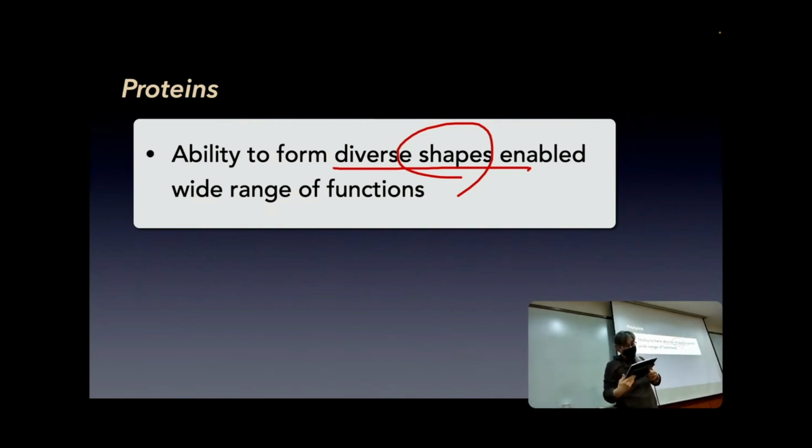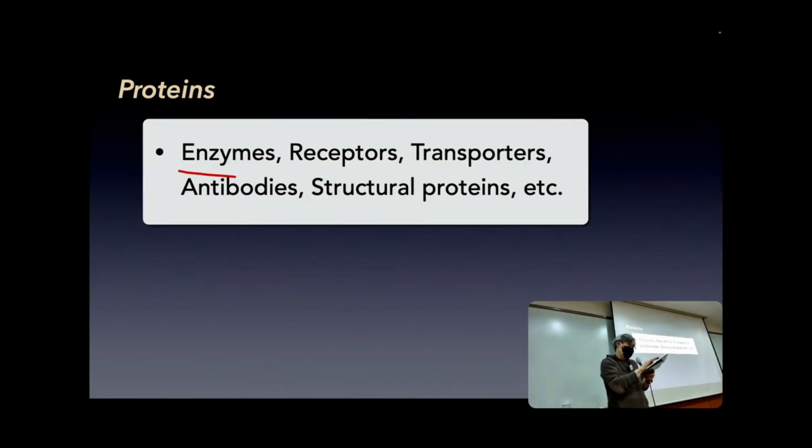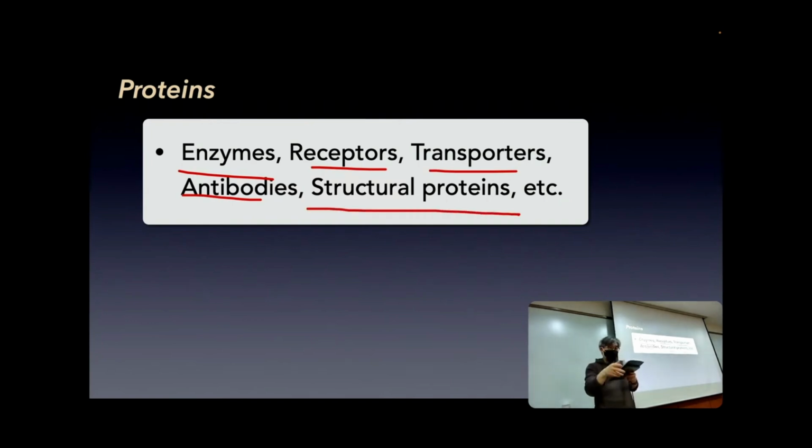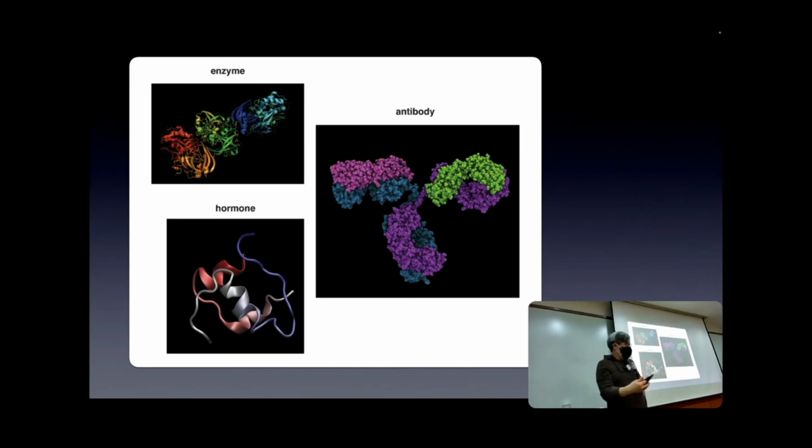And that is the reason why protein can take care of so many different, diverse functions, like enzymes. Okay, you know what enzymes are? Receptors. Receptors have to recognize some small molecule and bind, and that kind of signal must be delivered. It's a receptor. And even transporters, antibodies, right? Remember those antibodies? And other structural proteins, etc.